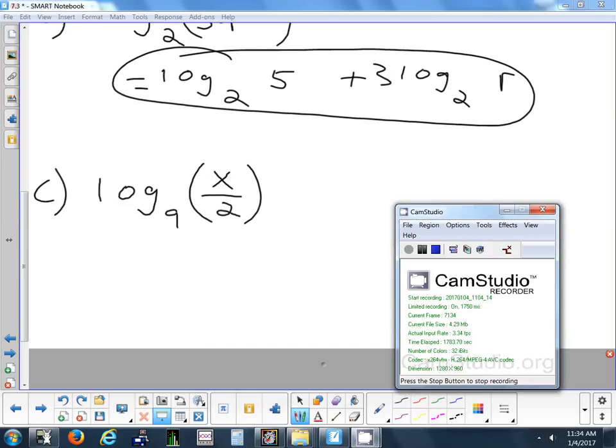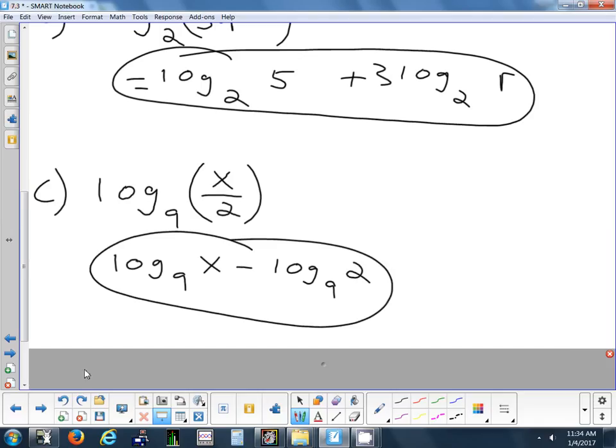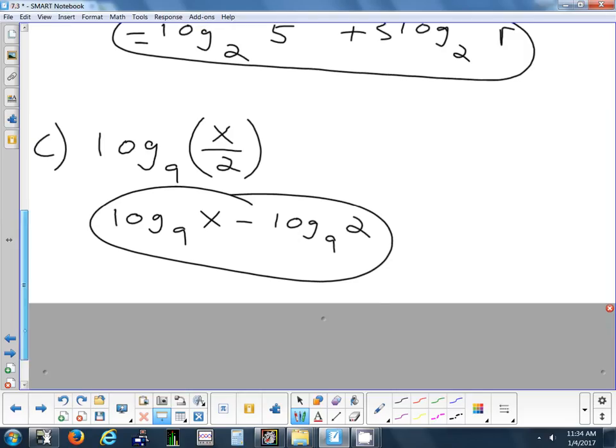All right, so John, can you tell me the whole answer, how you split that up? Yeah, I did log base 9 of x, minus log base 9 of 2. Perfect. Any questions on it? It's pretty straightforward because that one only uses one rule. I think that's rule 2.